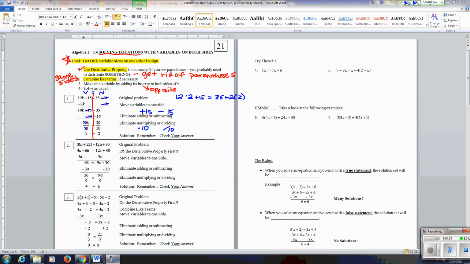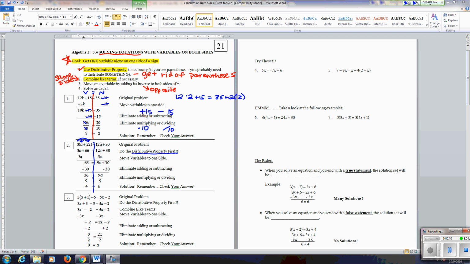Okay, all right, let's look at number 2. Here's our original problem: 3 times the quantity a plus 22. That means 3 times a and 3 times positive 22, equals 12 times a plus 30. So we have a positive 3 times this quantity, and we have a positive 12a and a positive 30. Now let's distribute. We have to do this property first. So 3 times a is 3a. 3 times 22 is 66.